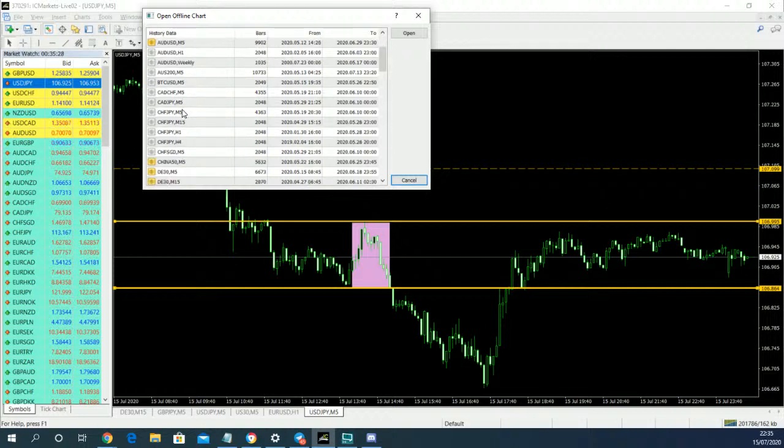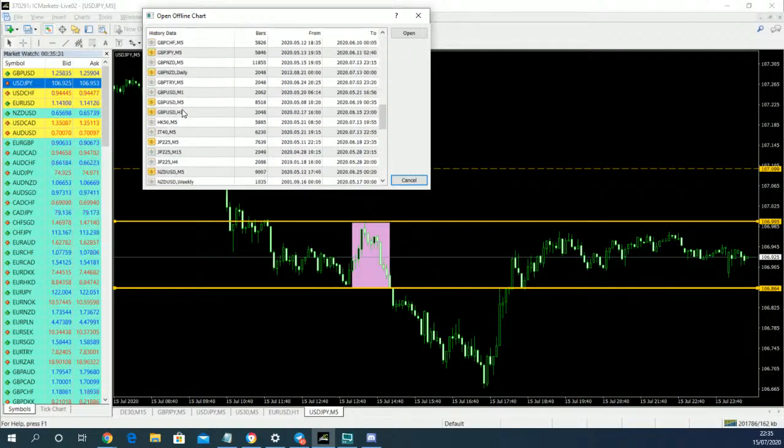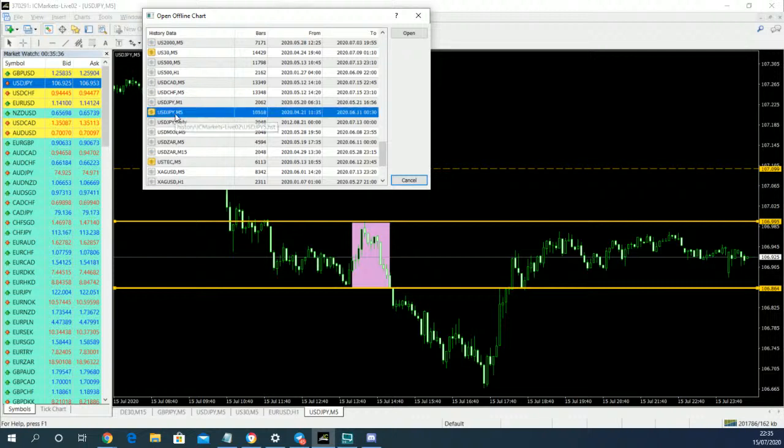So let's say you have added it to USD Japanese yen. You look for USD Japanese yen. Where is it? USD JPY. Okay, this is USD JPY. So that's USD JPY 5 minutes. But you are going to see another USD JPY 2 minutes, M2. When you see another USD JPY M2, that is the Renko chart. That is what that expert advisor has built.